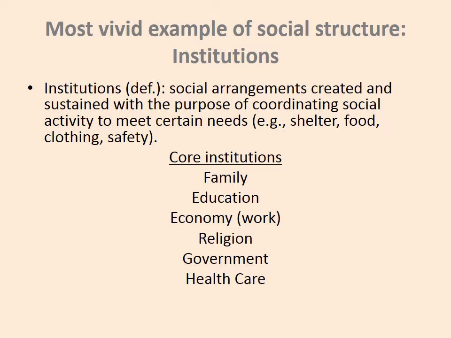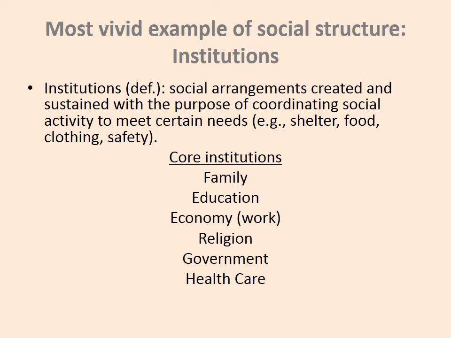Like I said, social structure can be wide ranging, but when we talk about social structure, it helps to first talk about institutions. Institutions are social arrangements created and sustained, or you could say created and maintained, with the purpose of coordinating social activity to meet certain needs. Institutions exist to, in theory anyway, they don't always do a great job. Some institutions do a much better job than others do, but institutions exist in theory to meet some type of human need.